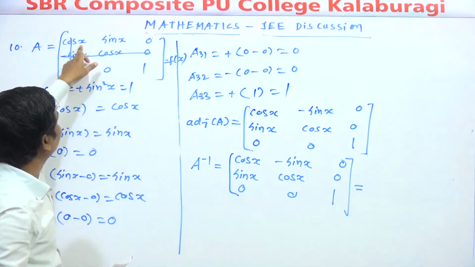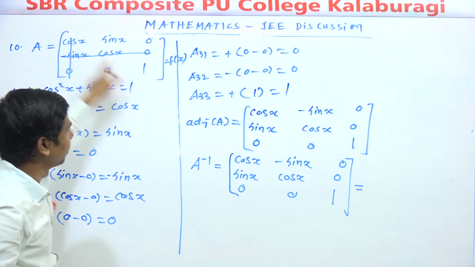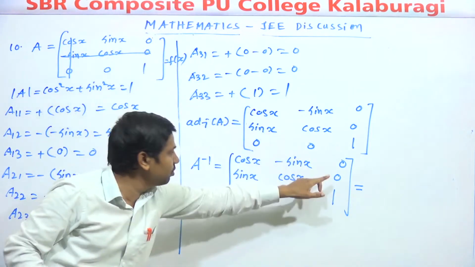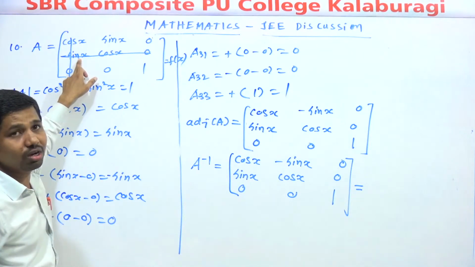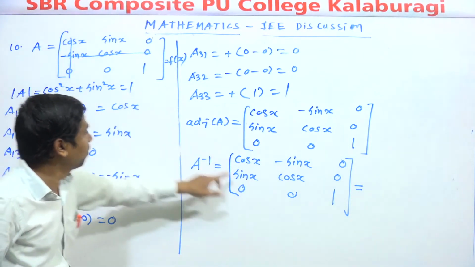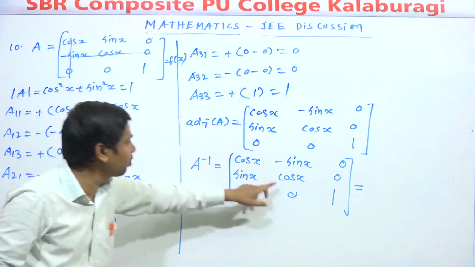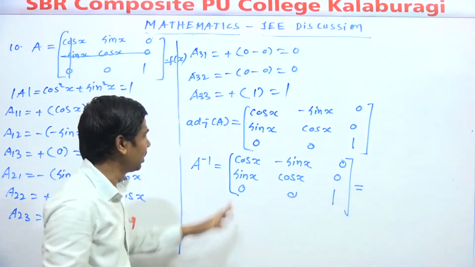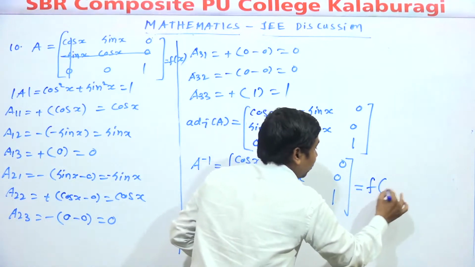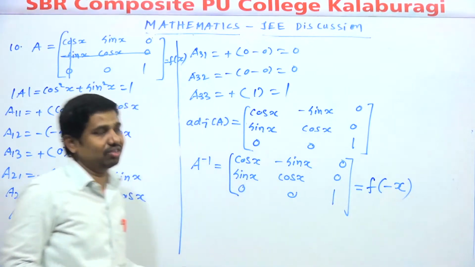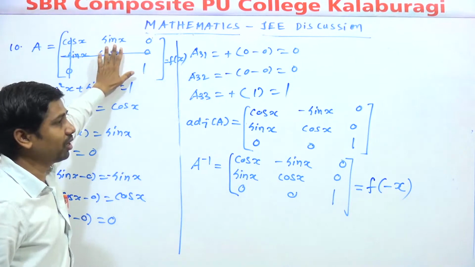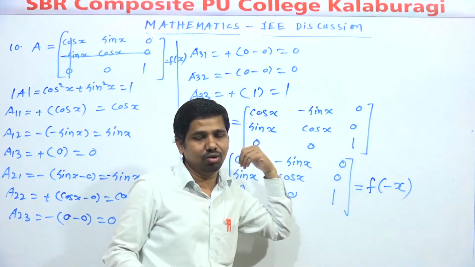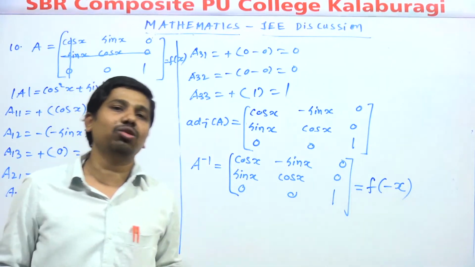So if I replace x by minus x, cos of minus x is cos x, sin of minus x is minus sin x. This is 0, this is also 0. Sin of minus x is minus sin x, minus of minus, plus sin x. Cos of minus x is cos x. This is 0 and 0, 0, 1, 0, 0, 1. That indicates its inverse is nothing but f of minus x. So if f of x equals this matrix, A inverse is f of minus x. I think that is your A inverse.